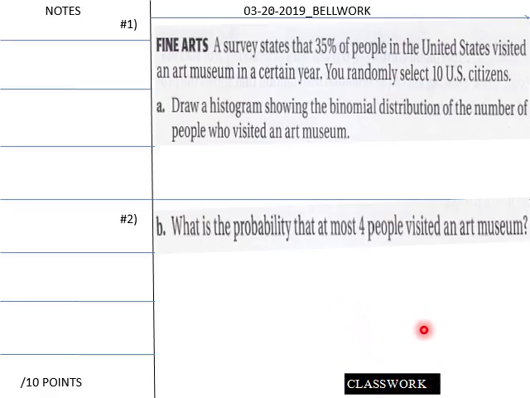Okay, teachers, here is our bell work for this lesson. Give your students: draw a histogram showing the binomial distribution. What's the probability that at most 4 people? So drawing a histogram here will take about 6 minutes, so give your students about 6 minutes to finish this.